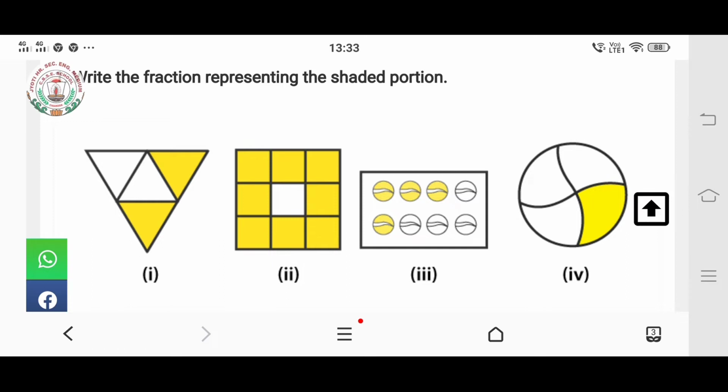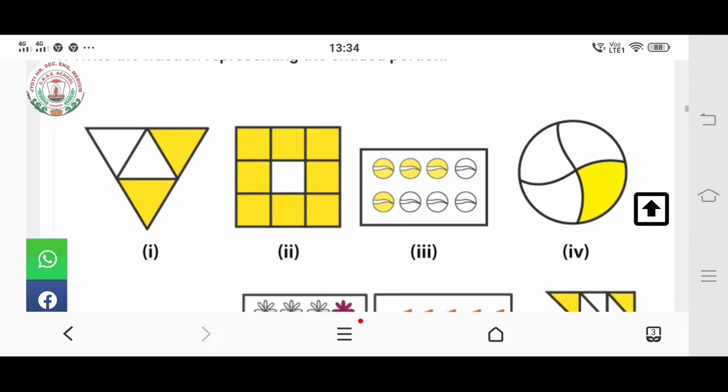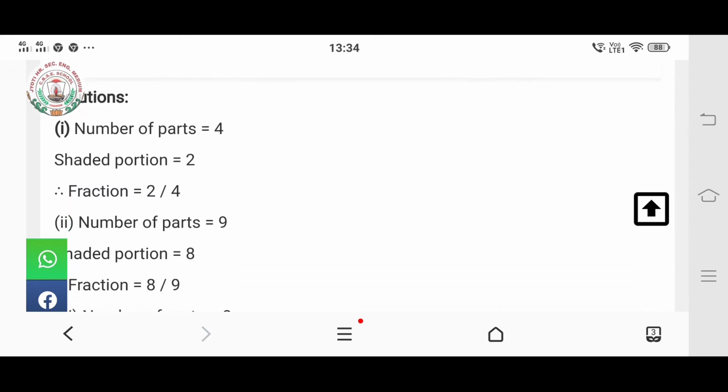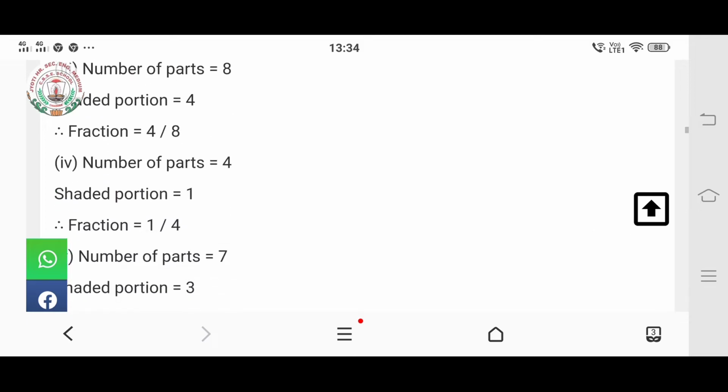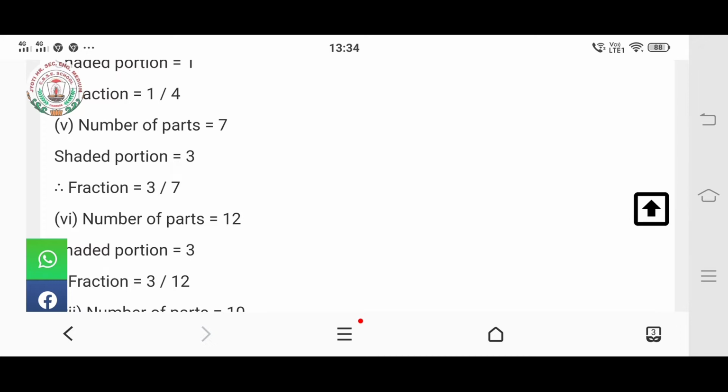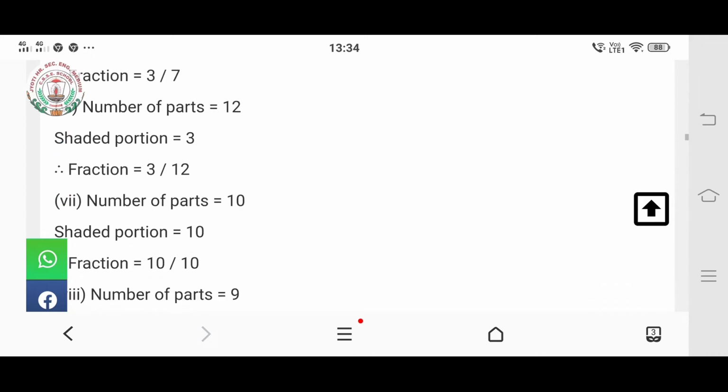Now the various other figures given for the 5th, 6th, 7th, 8th, 9th and 10th parts will also be done in the same way. Now seeing the solution of this: the first, as I just explained, total number of parts 4, shaded portion 2, so the fraction is 2 by 4. Similarly, second, third, fourth I have explained. Coming to the 5th part, total number of parts are 7, shaded portion 3, so the fraction is 3 by 7. Like that, in the same way you can see for the 6th, 7th and 8th parts also.